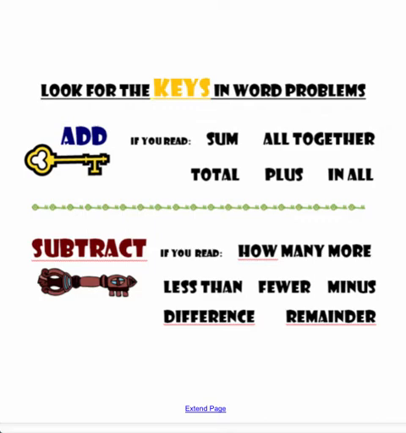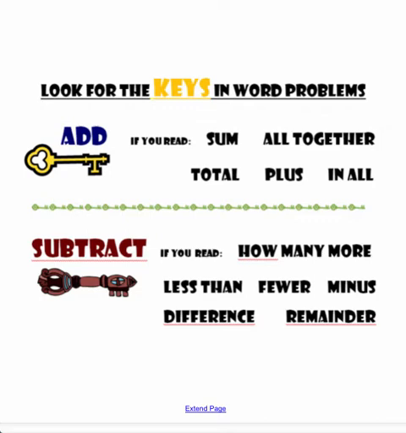Look for keys in word problems. Keys are key information that can help us figure out what to do. If you read sum, altogether, total, plus, in all, these are key words that tell us we need to add. Looking now at the bottom half of the screen.